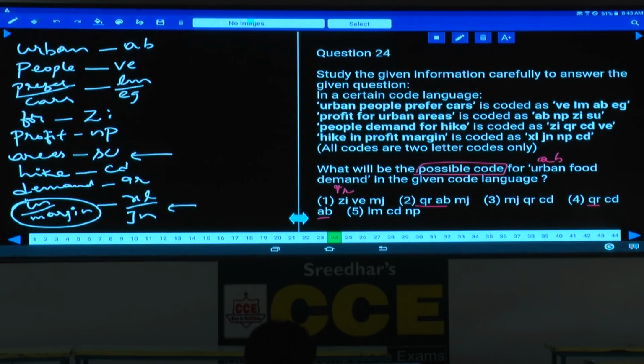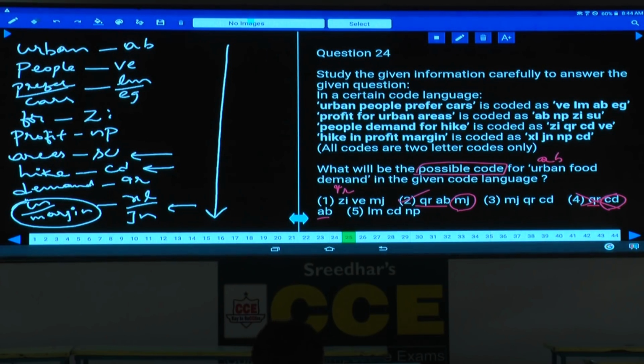Now between these two, in choice 2, what is the code left over here? MJ. Now tell me whether MJ could be the code for food or not. Yes, it can be the code, because MJ is nowhere present in the given codes, hence it could be the code for food. And coming to choice 4, QR, AB and CD is there. Now tell me whether CD can be the code for food. No. Why? Because we are 100% sure that the code for hike is CD, hence this CD cannot be the code for food, hence choice 4 is ruled out, hence choice 2 could be the answer, isn't it? Hence it is a possible code.